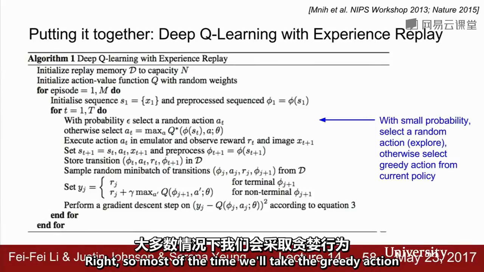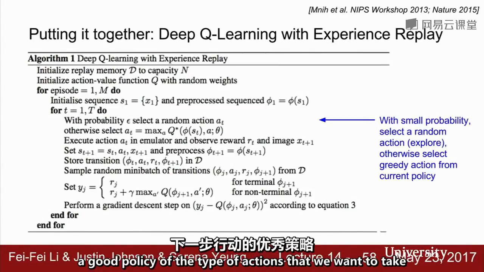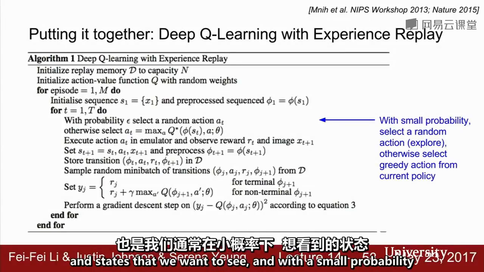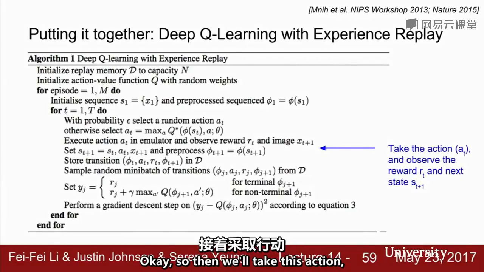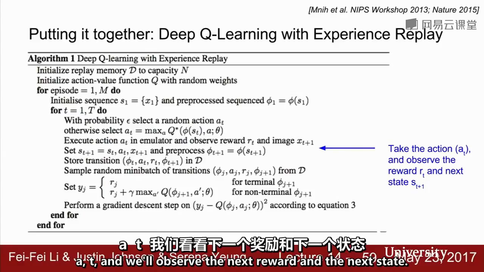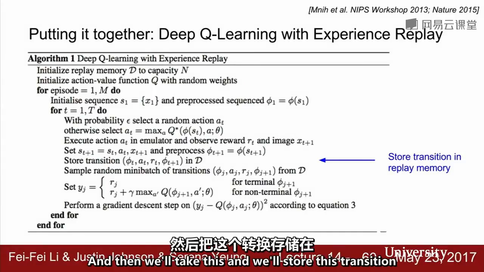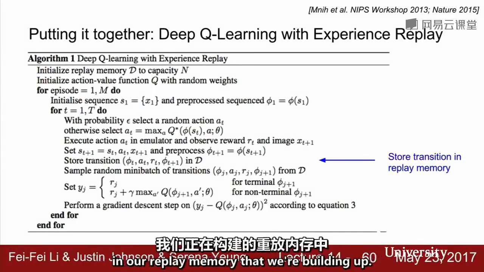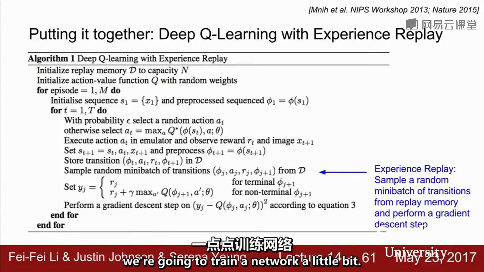Right? So most of the time, we'll take the greedy action that we think is a good policy, the type of actions that we want to take and states that we want to see, and with a small probability, we'll sample something random. Okay, so then we'll take this action, AT, and we'll observe the next reward and the next state, so RT and ST+1. And then we'll store this transition in our replay memory that we're building up. And then we're going to train the network a little bit.